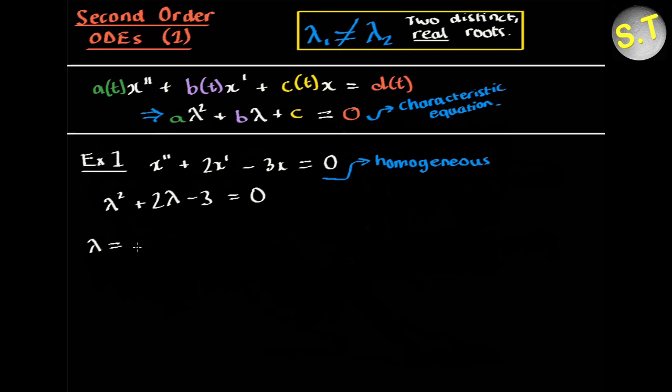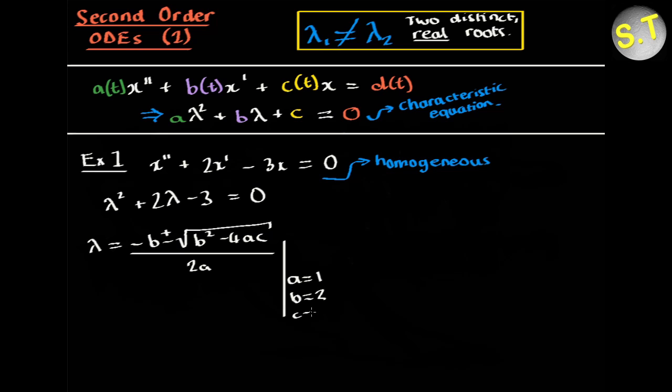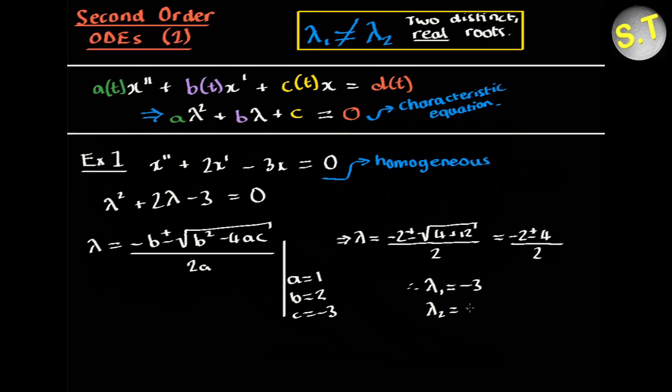So if we use the quadratic formula, where in this case a is equal to 1, b is equal to 2, and c is equal to minus 3, this gives us that lambda is equal to minus 2 plus or minus the square root of 4 plus 12 over 2. Therefore, our lambda 1 value is equal to minus 3, and our lambda 2 value is equal to 1. You could have just as easily solved that by using factorization, so you would have had that lambda plus 3 times lambda minus 1 is equal to 0, and then solved for lambda 1 and 2 the exact same way.